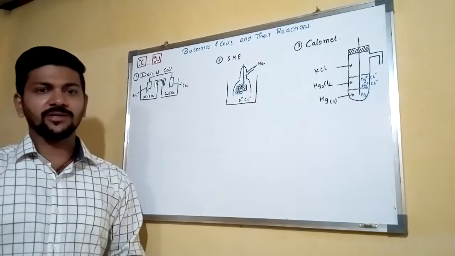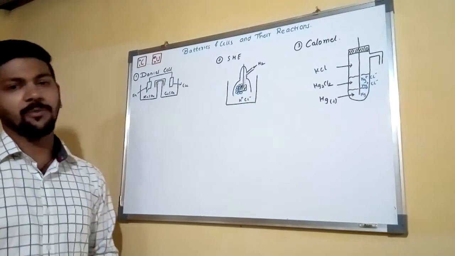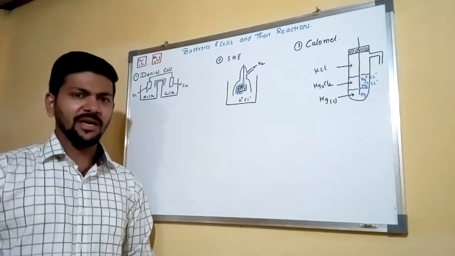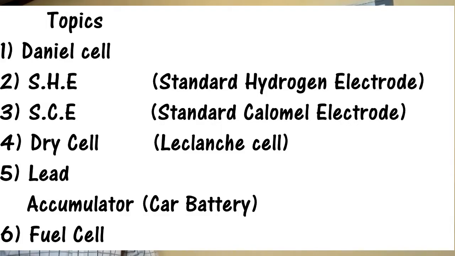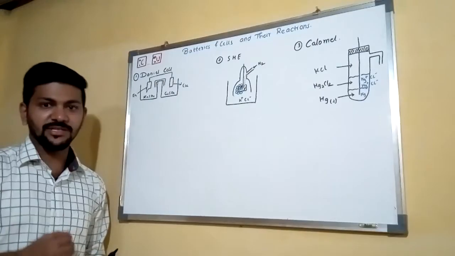So what we're going to speak today is we are going to study about batteries, cells and their reactions. This will be totally shortcuts. I'm not going to explain the detailed stuff of these reactions, how to memorize them, how to keep them in your mind. So we'll be starting with the very first, that's called a Daniell cell.